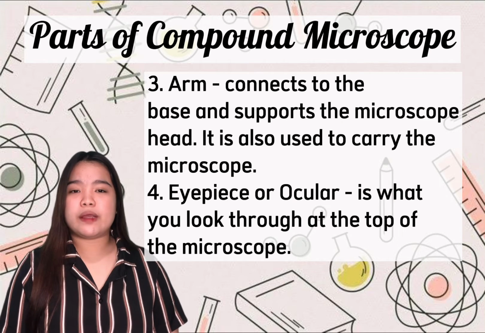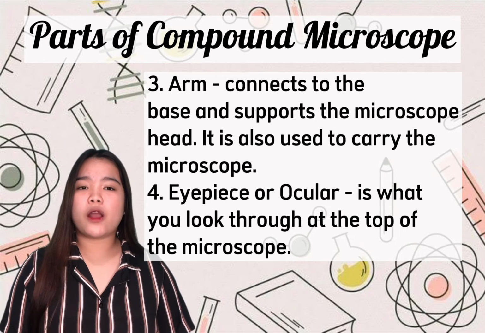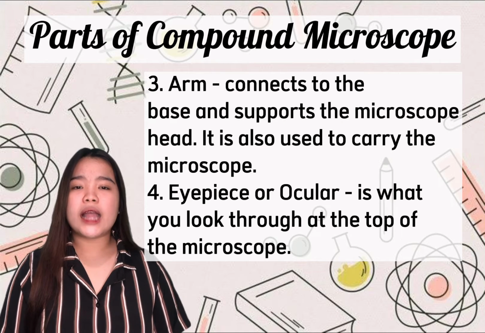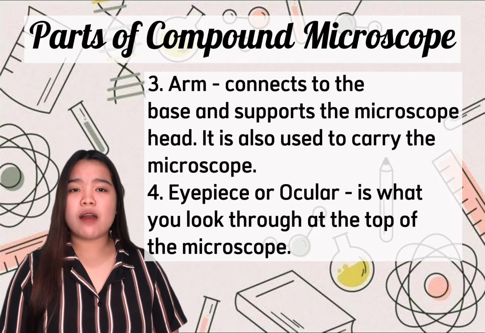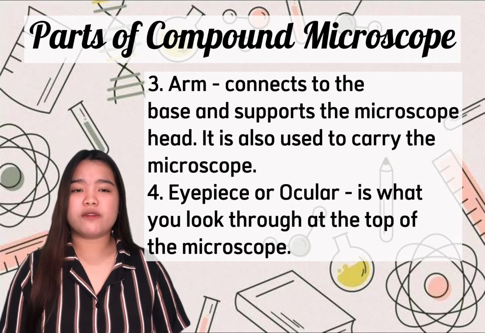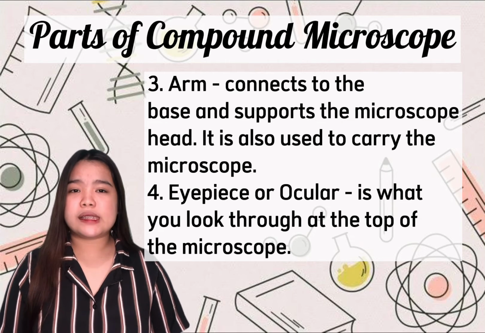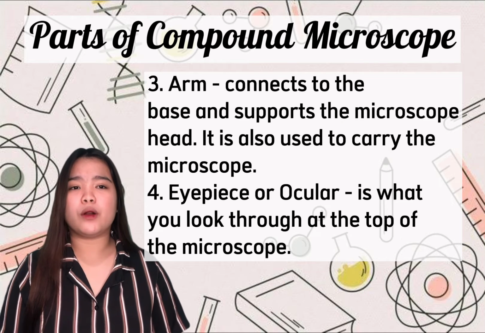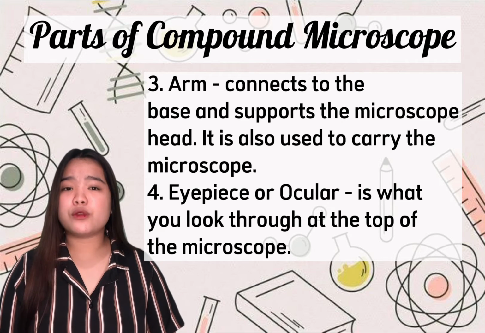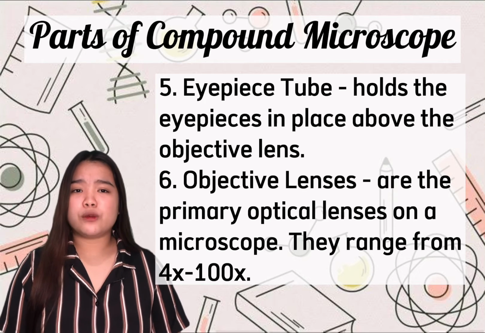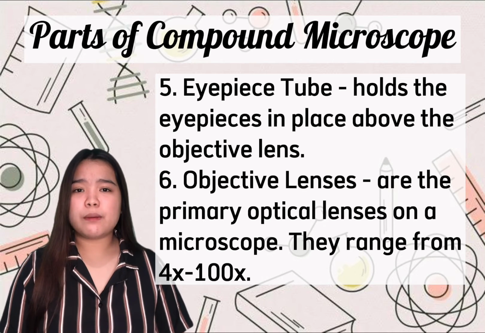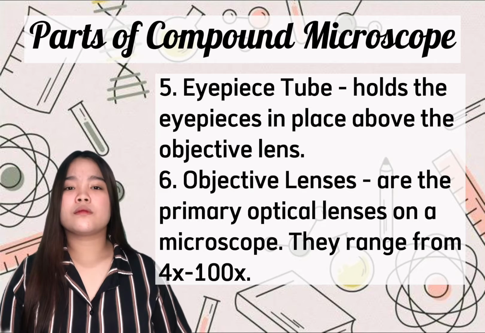Fourth is the eyepiece or ocular. The eyepiece or ocular is what you look through at the top of the microscope. Typically, standard eyepieces have a magnifying power of 10 times. Optional eyepieces of varying powers are available, typically from 5 times to 30 times. Fifth is the eyepiece tube. The eyepiece tube holds the eyepieces in place above the objective lens.